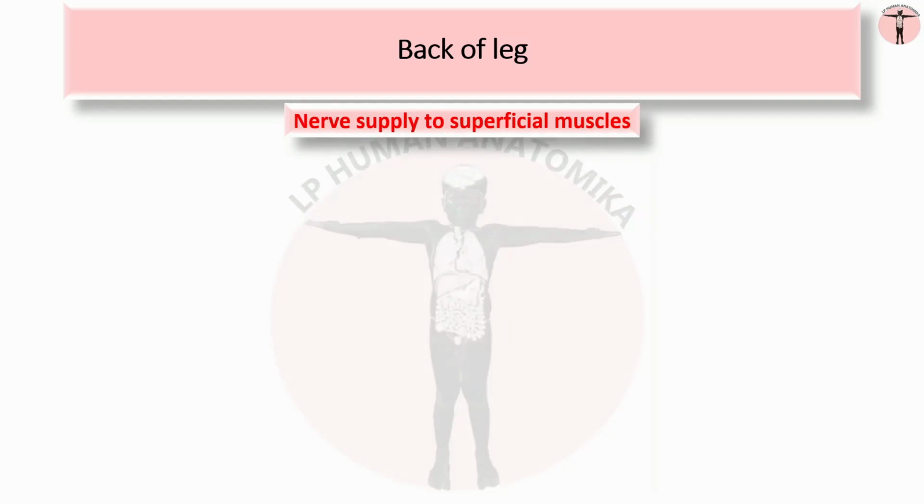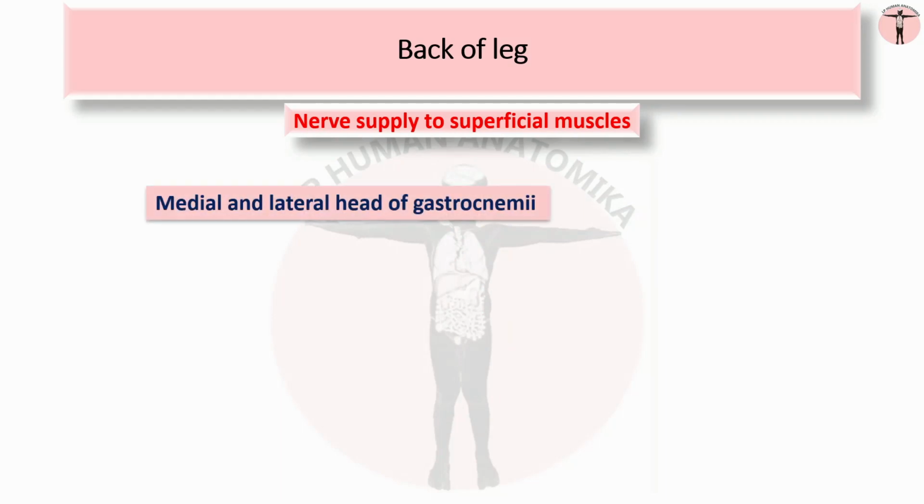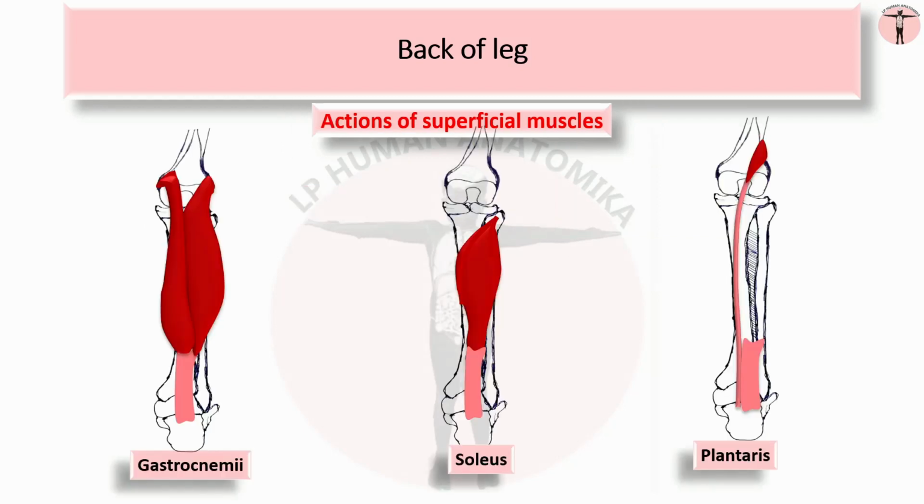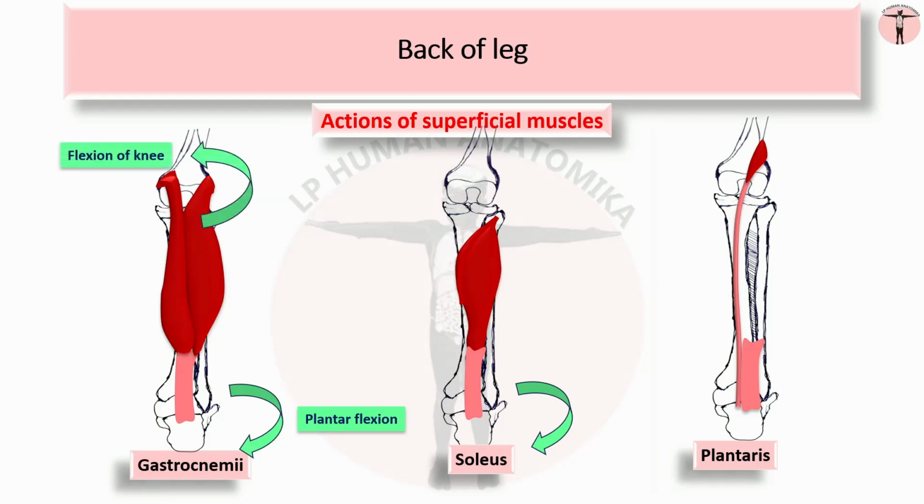Nerves applied to the superficial muscles: all the four superficial muscles, the medial and lateral heads of gastrocnemiae, plantaris and soleus, are supplied by the branches of the tibial nerve. Coming to the actions, the gastrocnemius and soleus muscles cause plantar flexion of the foot at the ankle joint. Medial and lateral gastrocnemiae bring about flexion of the knee joint.